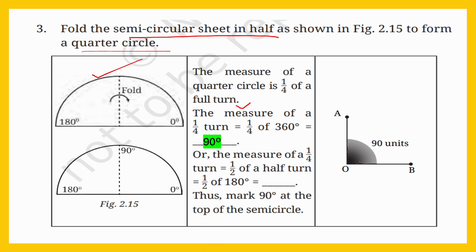90 degree. Or the measure of a 1 by 4 turn is equal to half of a half turn. That is half of 180 degree. That is equal to 90 degree. Thus mark 90 degree at the top of the semicircle. See, mark here 90 degree. You mark at the top of the semicircle. So up to here we have 90 units of 1 degree angle.